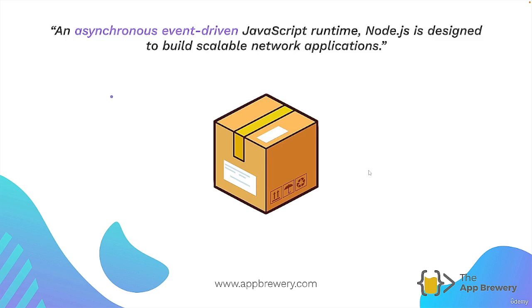Now, Node, on the other hand, is asynchronous and it's event-driven. So it means that you can initiate this order, and instead of having to wait for it, it can free up the resources.